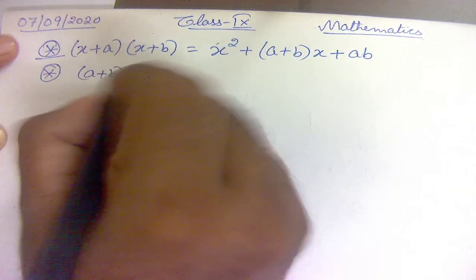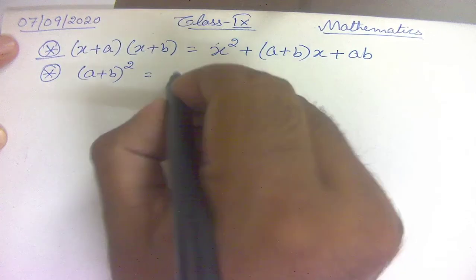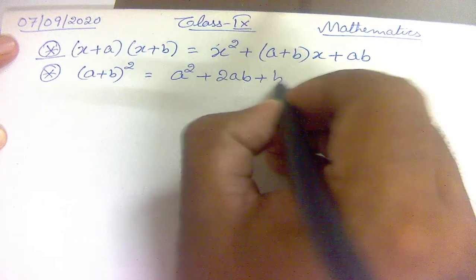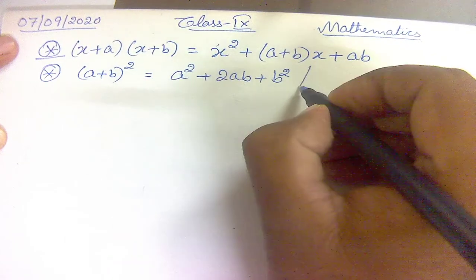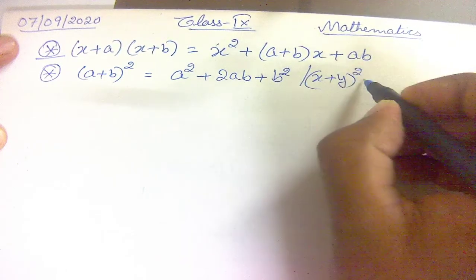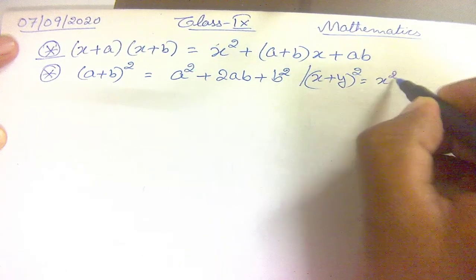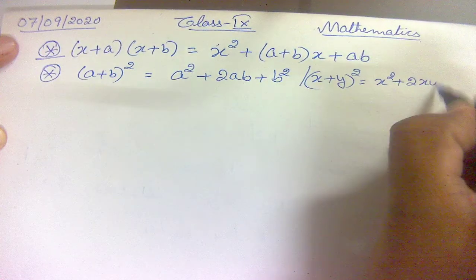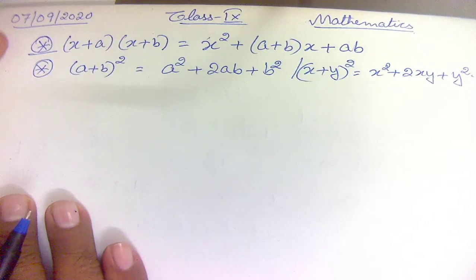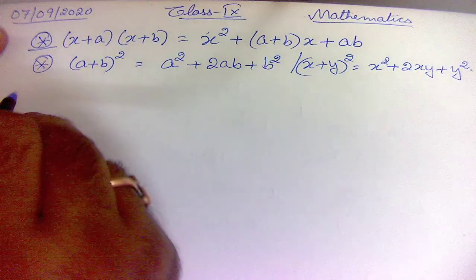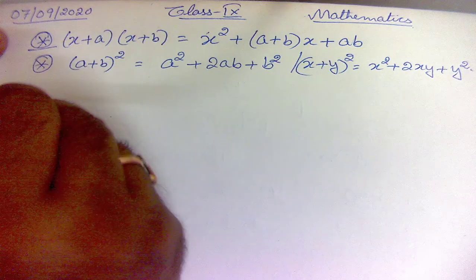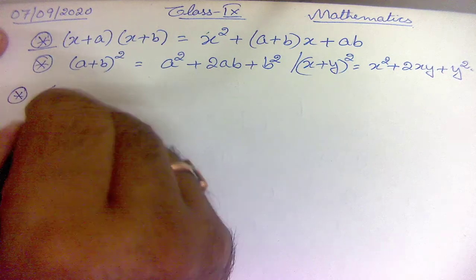We had also done the second identity, that is (a + b) whole squared, which is equal to a squared + 2ab + b squared, or as I told you, the same identity you can write as (x + y) whole squared, which is x squared + 2xy + y squared.